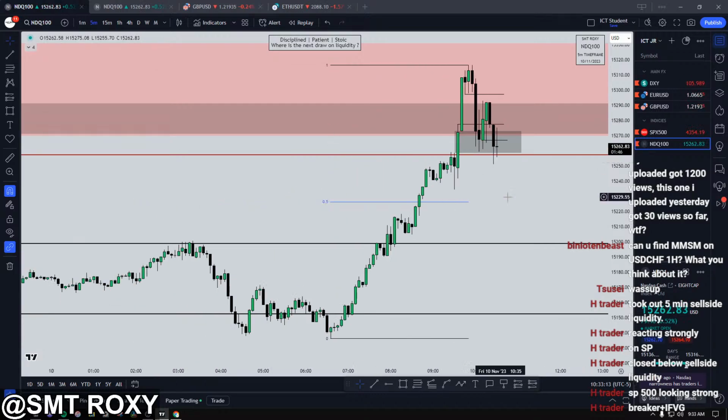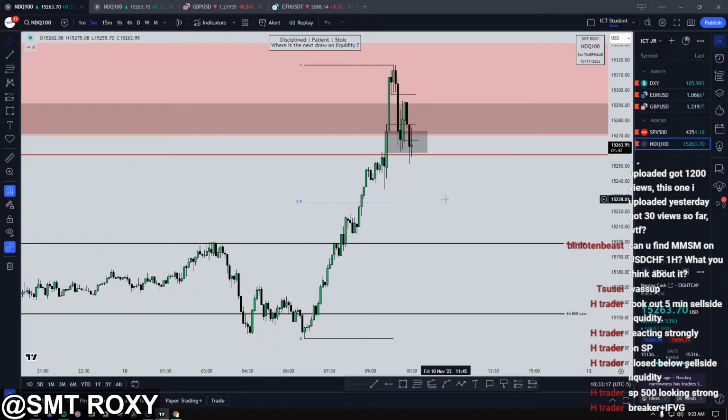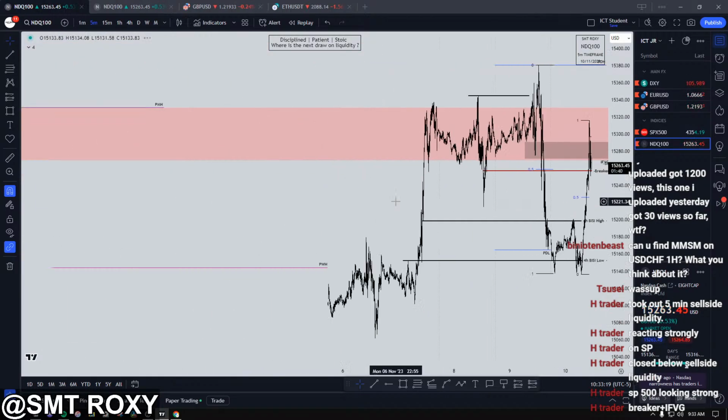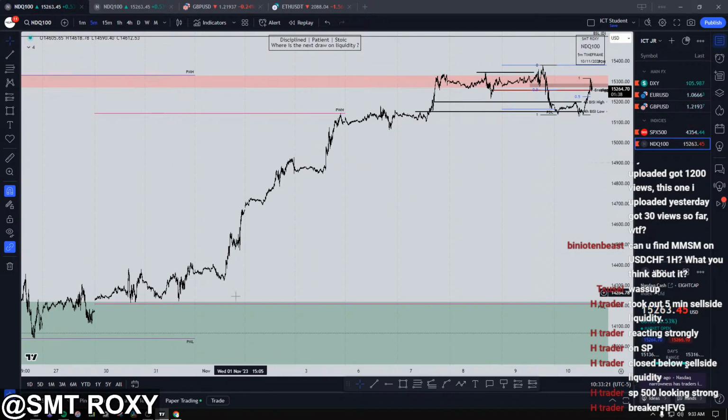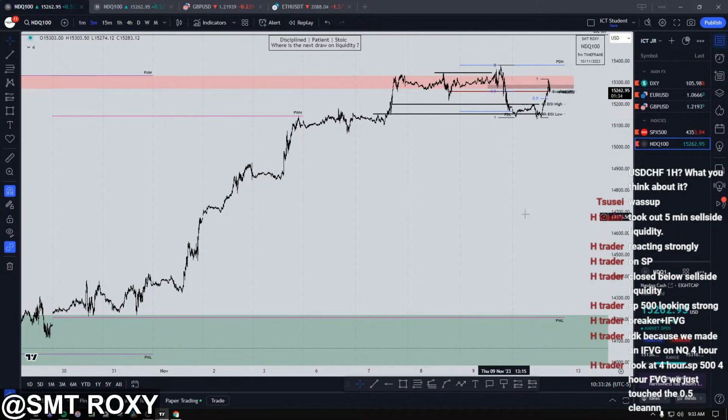NQ has been the stronger one though, so that's probably the only thing I would worry about. But other than that, I just see us dropping because of the higher time frame. You see all this right here. You gotta expect some sort of retracement later on for this.